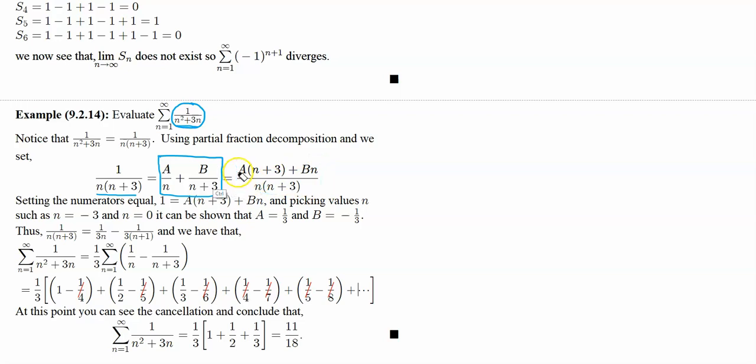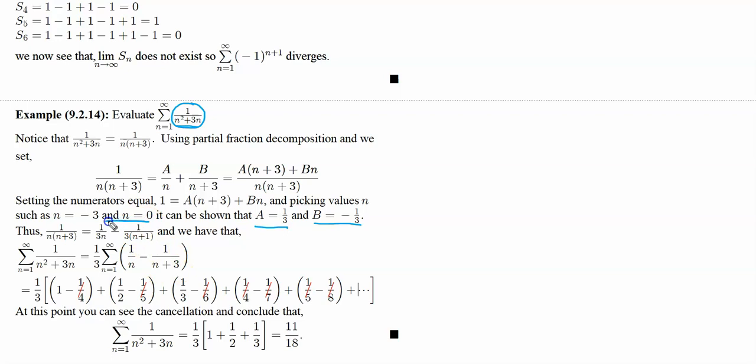And then setting A times n plus 3 plus B times n equal to 1, picking strategic values for n like we did previously with partial fraction decomposition, you will find that A is 1/3 and B is -1/3. So therefore we have this result. The summation from 1 to infinity of 1 over n squared plus 3 times n is equal to the summation, and notice we pulled the 1/3 out here, of 1 over n minus 1 over n plus 3.